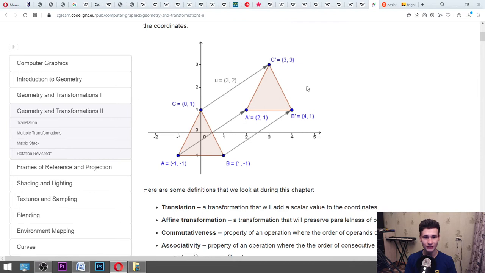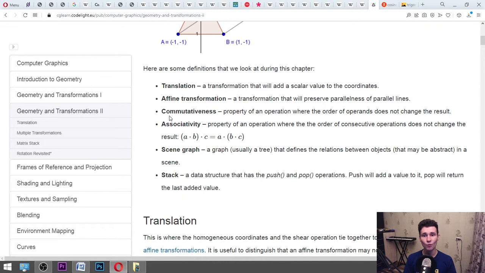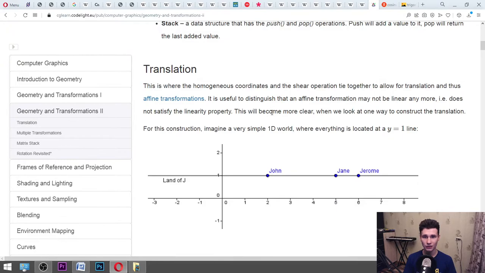of the placement. And commutativeness, it is the property of an operation where the order of operands does not change the result. Affine transformation, transform that will preserve parallelness or parallel lines. And also associativity, property of an operation where the order of consecutive operations does not change the result of consecutive. Okay, and this doesn't change the result where the order of operands and also consecutive operations. Okay, scene graph, also a graph, usually a tree that defines the relation between objects that may be abstract in a scene. Stack.